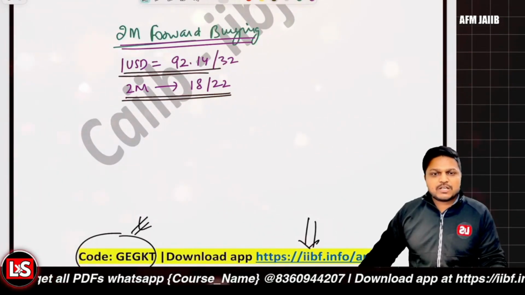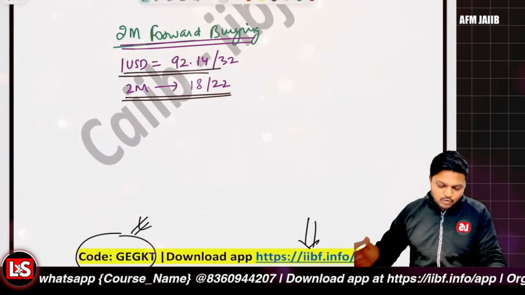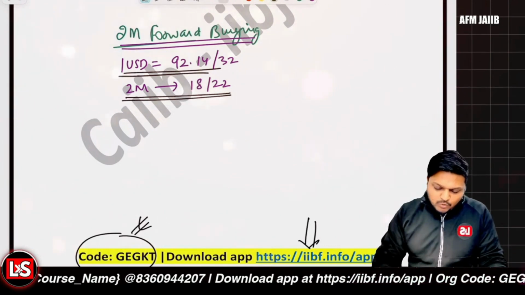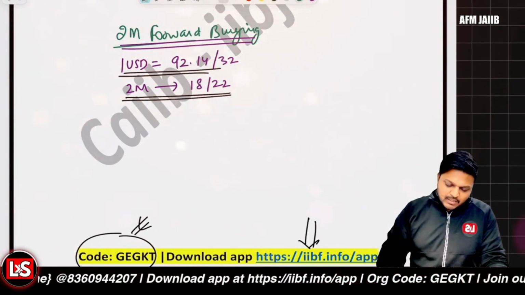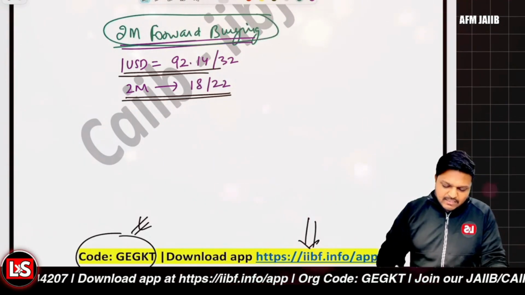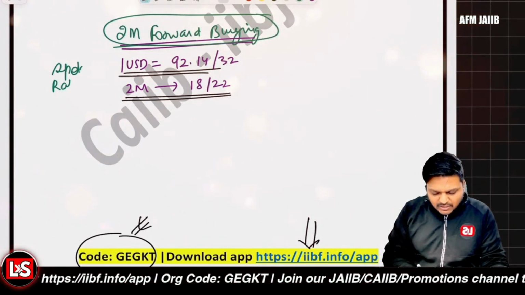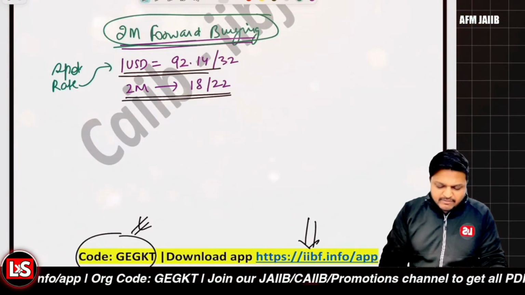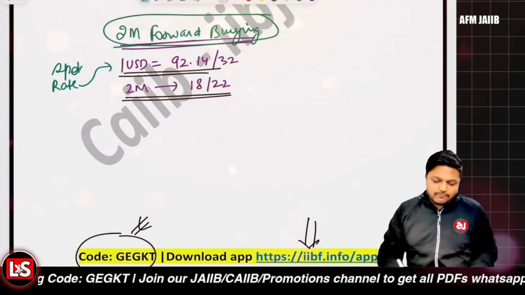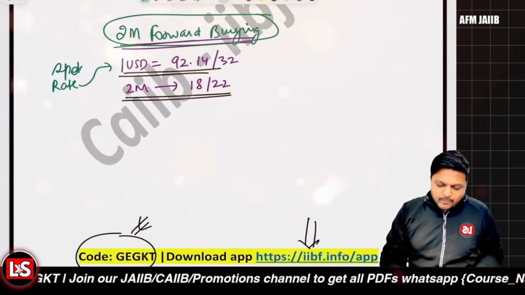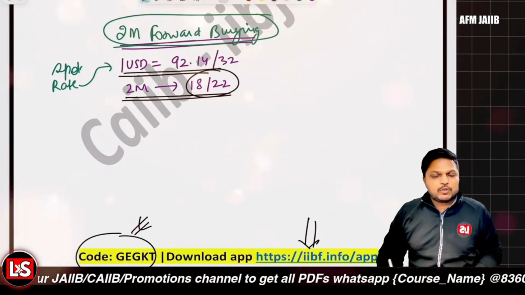So let's focus on this particular question. It says the 2-month forward buying rate we need to calculate. And USD price is given. This is a spot rate. If nothing is mentioned, the rate is given, it means the spot rate is given to you. And 2-month forward buying rate, forward points and selling rate forward points are given to you.